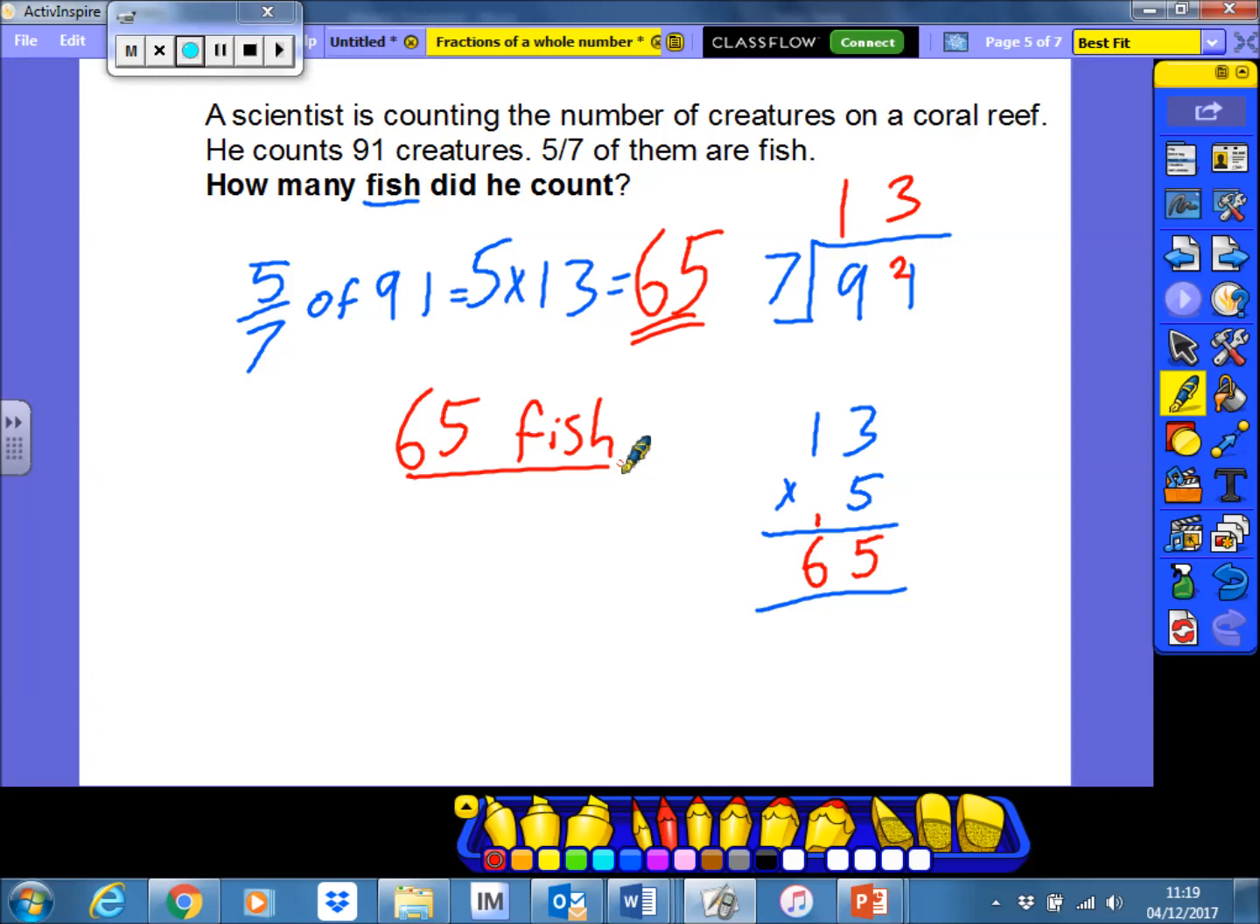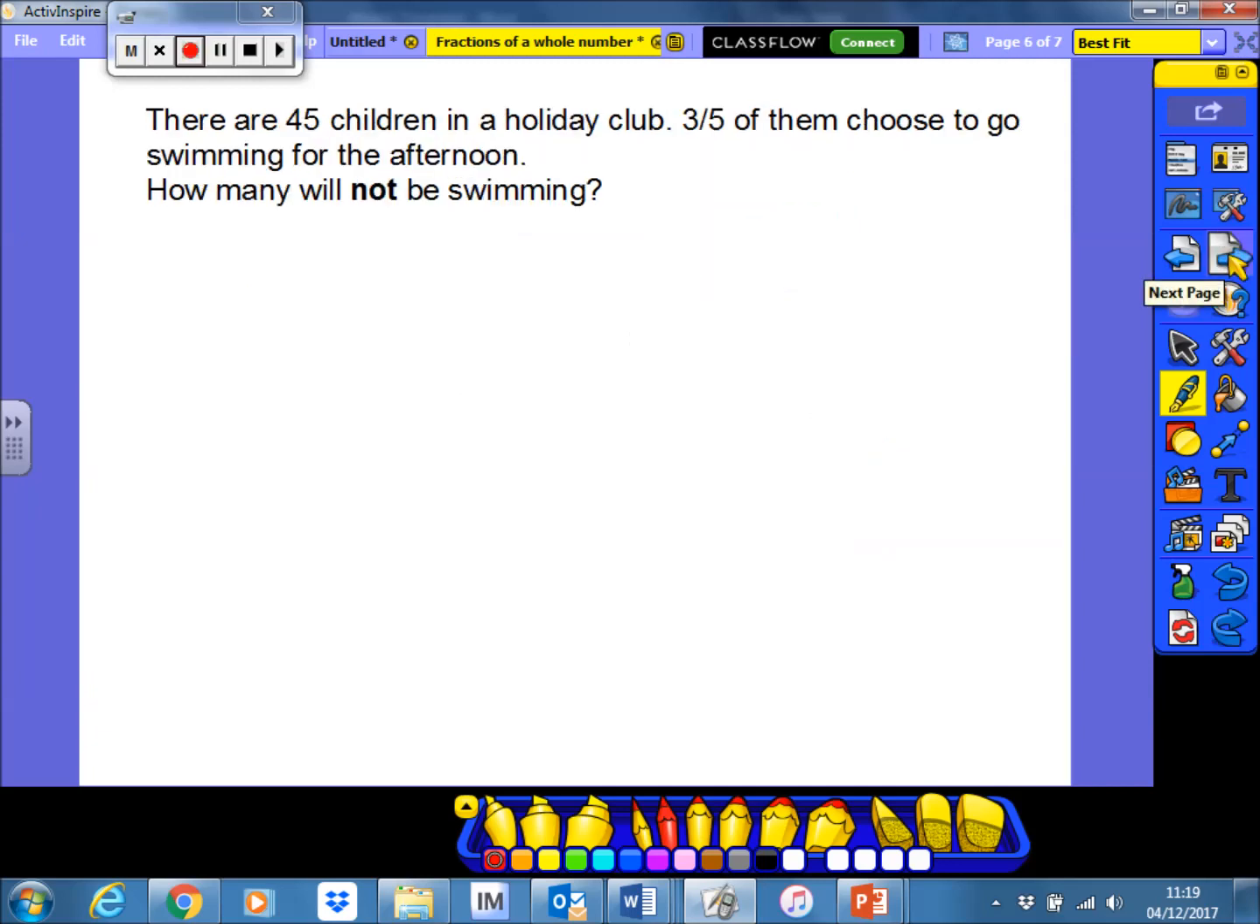Okay, but you can see I had to do a lot of extra legwork. I had to do a formal division sum and a formal multiplication sum in order to arrive at this answer. Finally, we'll look at just one more. So, in this one, there are 45 children in a holiday club. 3/5 of them choose to go swimming for the afternoon. How many will not be swimming?